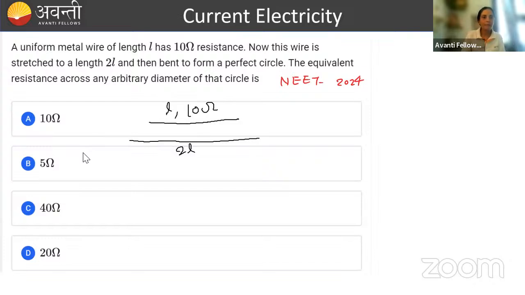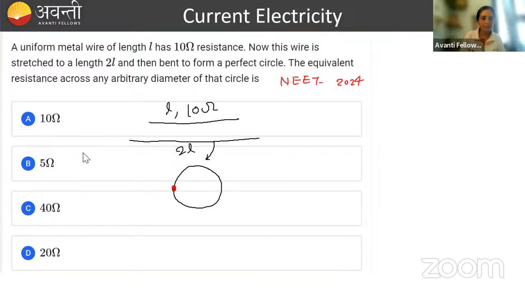Now, and then bend to form a perfect circle. Now we are bending this 2L length of wire into a perfect circle. Done. The equivalent resistance across any arbitrary diameter of that circle. So R equivalent across which points do we have to find? We have to calculate R equivalent across diametrically opposite points.